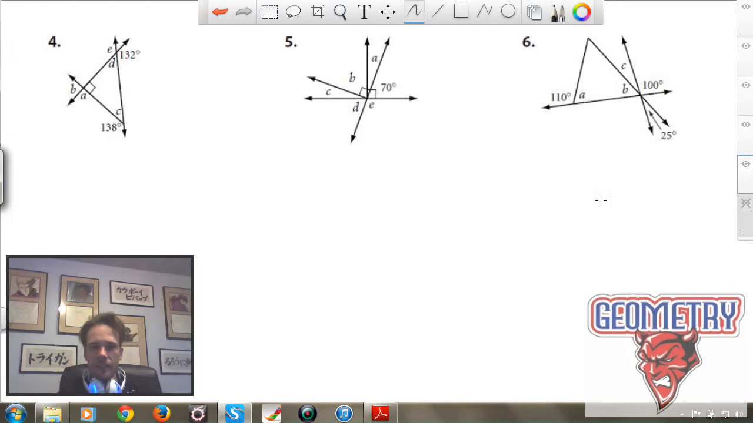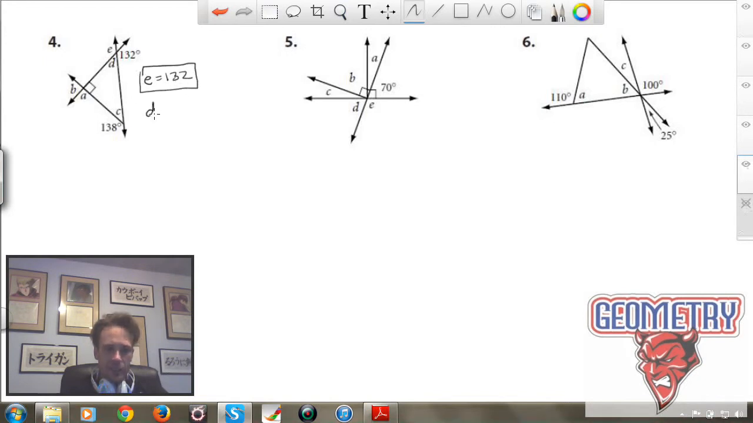Okay, on to the next set. We got number 4 here. We got A, B, C, D, and E. A lot of angles here to find. So let's start with E, since that's easy. It's a vertical angle right there, so we know E is 132. That was easy to get.